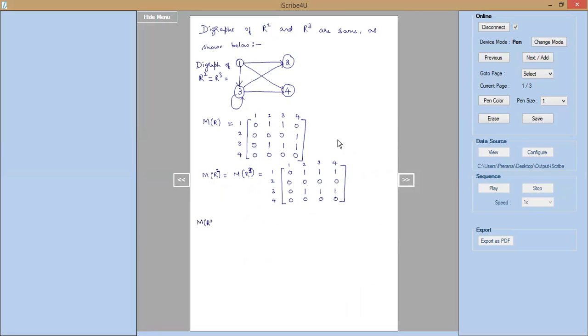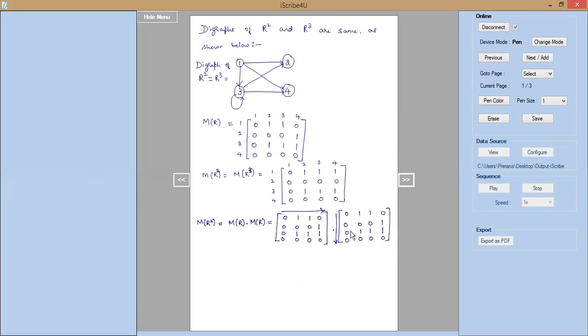So matrix R square will be equal to matrix R into matrix R. Matrix R is this matrix for us: 0, 1, 1, 0; the second row is 0, 0, 0, 1; then 0, 1, 1, 1; and finally all zeros, multiplied with the same matrix. Again the same concept: every row should be multiplied by the column in the second matrix, the usual matrix multiplication. The resultant will also be a 4 cross 4 matrix because both of these are 4 cross 4 matrices. So let us do the matrix product.